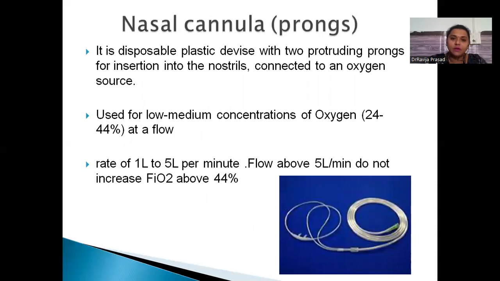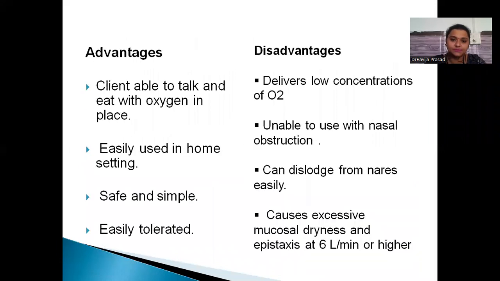Now, the first kind of low volume, low pressure device is the nasal cannula, which is also called prongs. It is a disposable plastic device with two protruding prongs for insertion into the nostrils, connected to the oxygen source. It is used for low to medium concentration of oxygen, 24 to 44%. The flow rate of nasal cannula is 1 to 5 liters per minute. Flow above 5 liters per minute does not increase FiO2 above 44%. Now, this is the structure of nasal cannula, which is also called prongs.